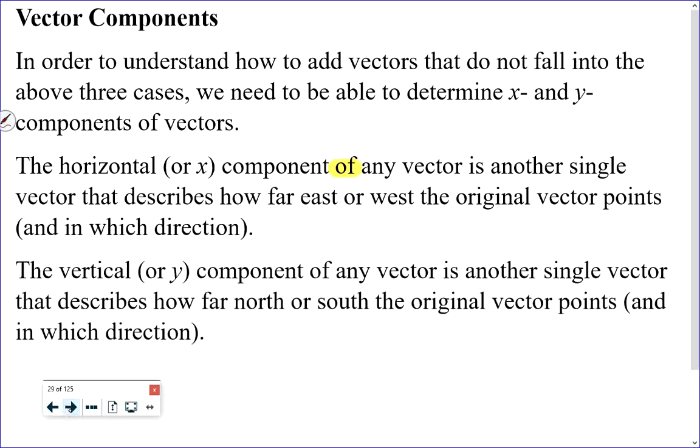The vertical component, and again, I believe there is an error there in your printout. The vertical component of any vector is another single vector that describes how far north and south the original vector points.